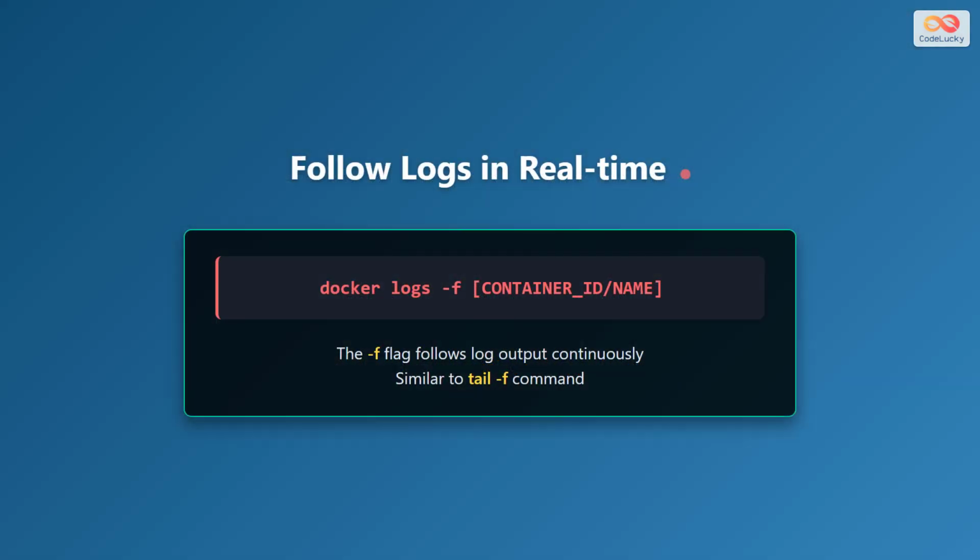To follow logs in real time, use the command docker logs -f followed by the container ID or name. The -f flag follows log output continuously, similar to the tail -f command in Linux.